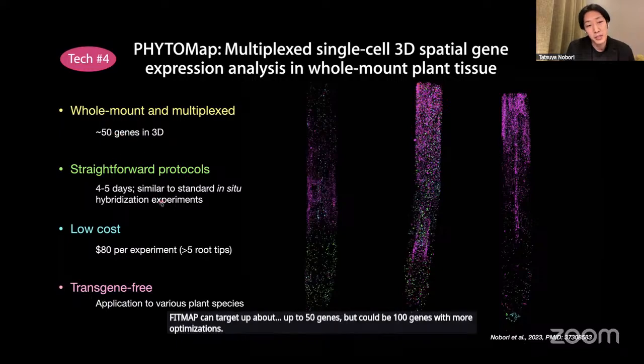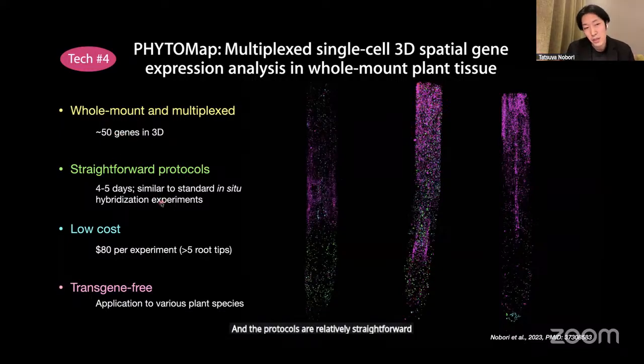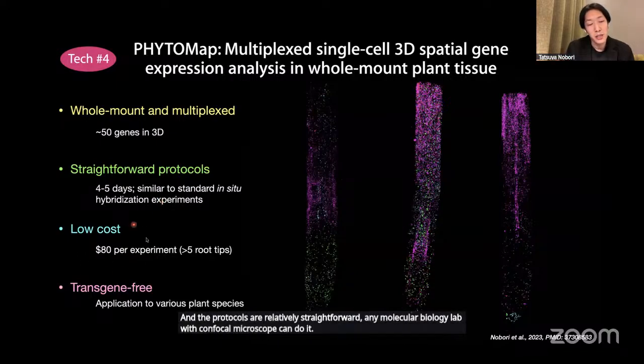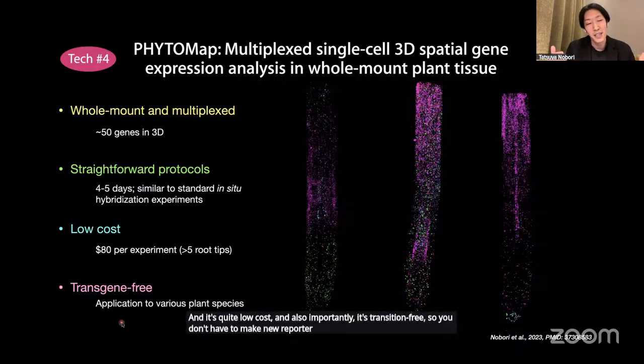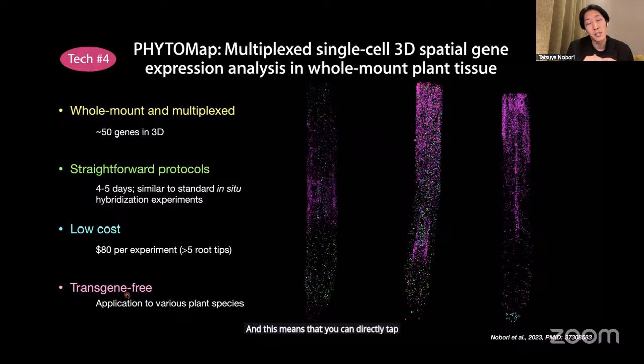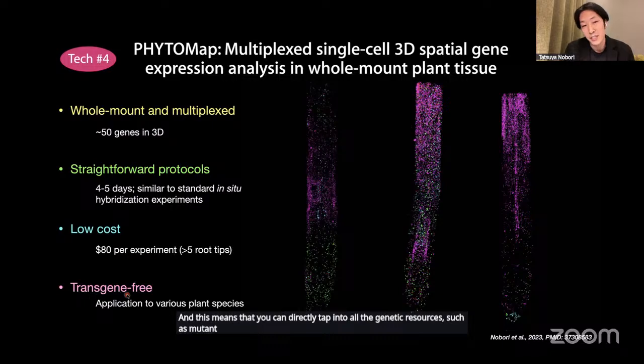And the protocols are relatively straightforward. Any molecular biology lab with a confocal microscope can do it, and it's quite low cost. Also importantly, it's transgene free, so you don't have to make new reporter lines, which is very time consuming and labor intensive. And this means that you can directly tap into all the genetic resources, such as mutant collections or natural variations.